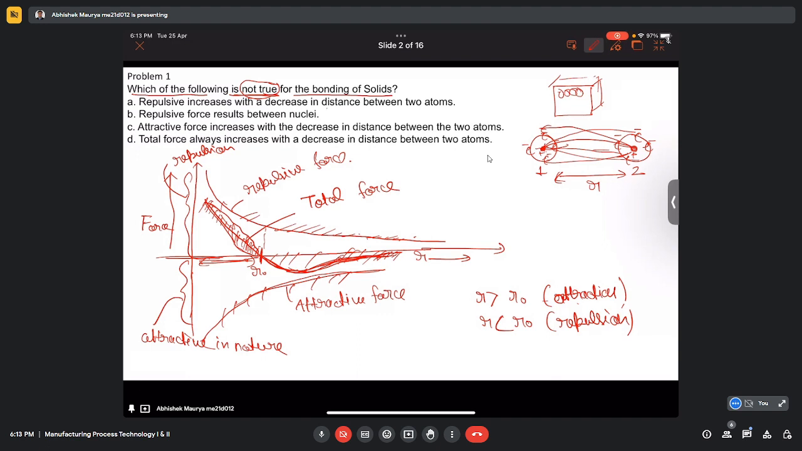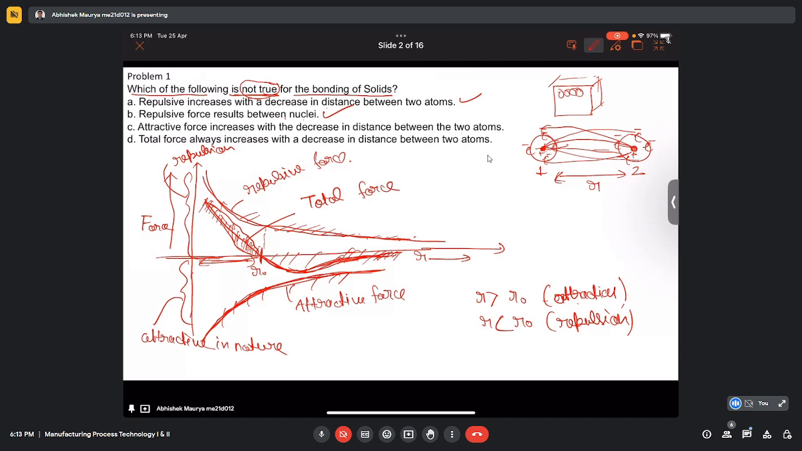Yes, it is correct. So here we can see repulsive forces increasing on decreasing distance. Similarly, repulsive force results between two nuclei. Yes, it is correct because both nuclei are positive charge and positive charges will repel each other. So this is also correct. Now coming to option C, attractive force increases with decreasing distance between two atoms.